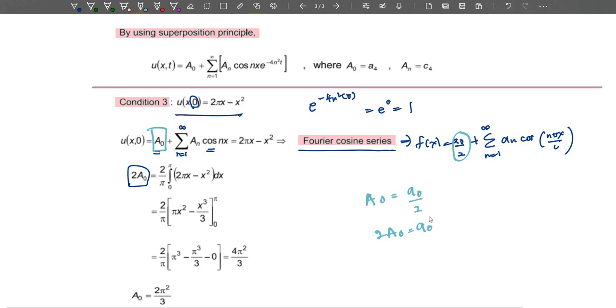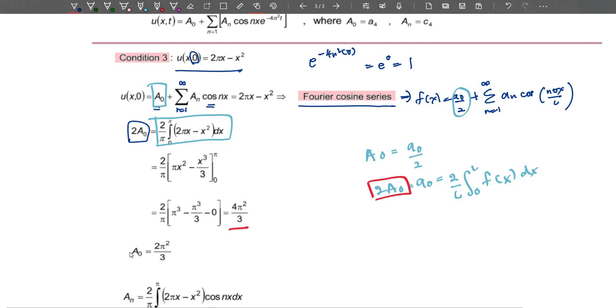The formula itself for a naught here is equal to 2 over L integrate 0 to L f(x) with respect to x. This is how we determine small letter a naught. So to determine the capital letter A naught, replace 2 capital letter A naught at the place for small letter a naught. Calculate this one. Integrate, substitute the upper value minus the substitution of the lower value, and hence we have 2A naught equal to 4π squared over 3, which then can be rewritten, A naught equals 2π squared over 3, because this is actually for 2A naught. We just want the value for A naught.